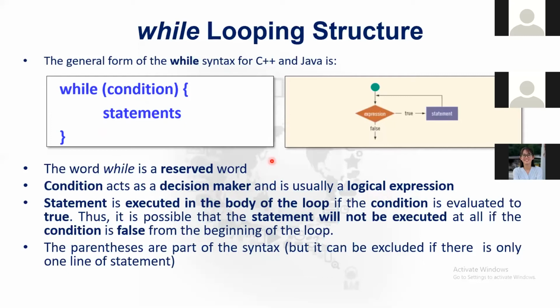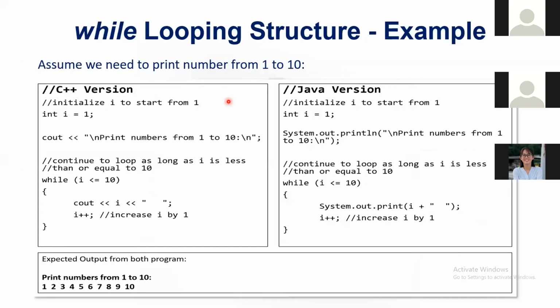Just now we mentioned logical expressions, right? And also you're going to use the relational operators to do it. So in here, once this condition is true, then only will you repeat. For example here, comparing the C++ version and the Java version, they are more or less the same. It's just that the cout is different.